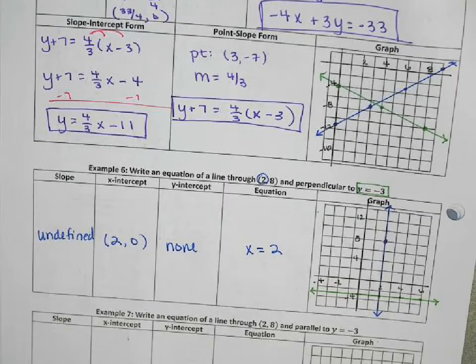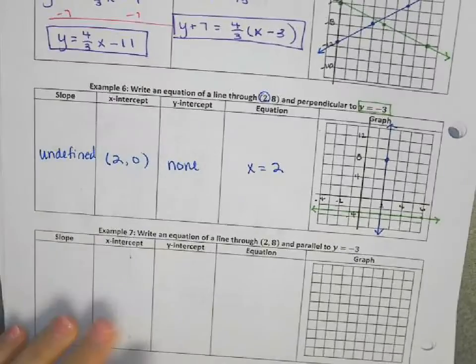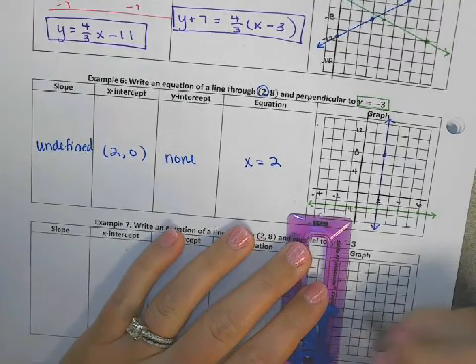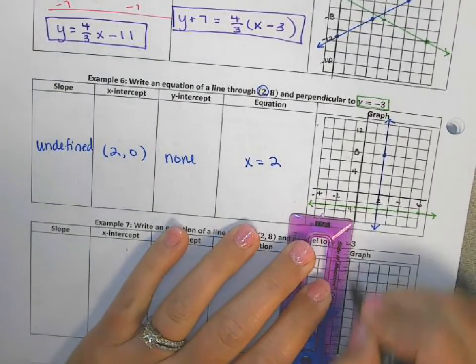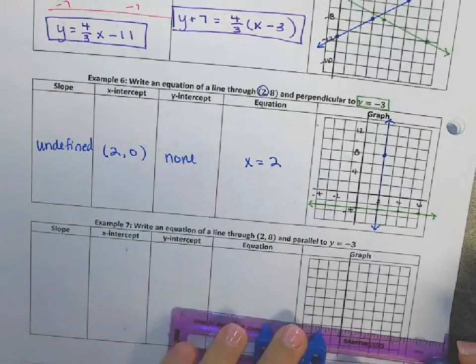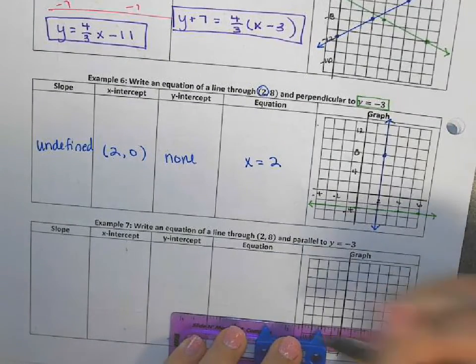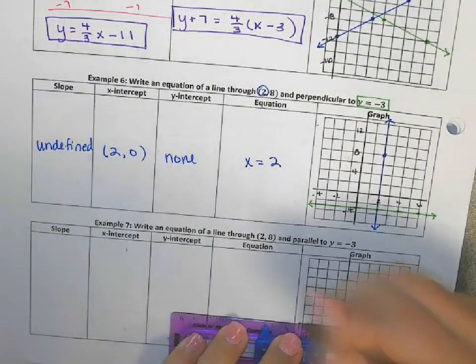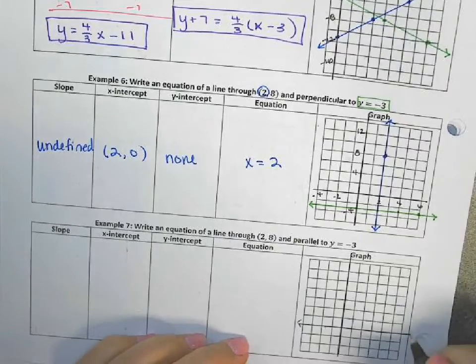Okay, this next one we're going to do very similarly, except this one is going to be a parallel. So let's draw this graph. These ones are sometimes a little bit easier to do by graphing instead of trying to interpret it. But if you can interpret it and just come up with the equation first, that's fine too.